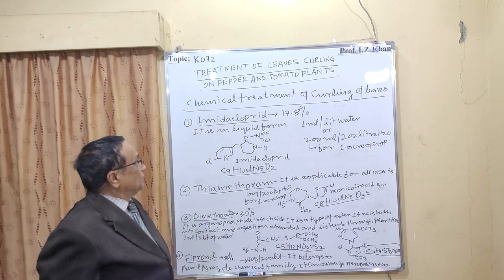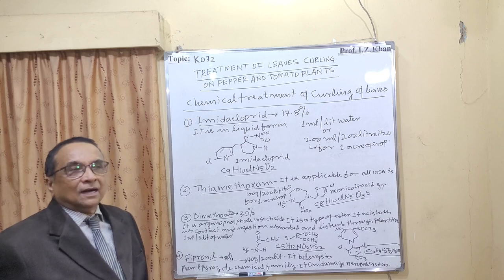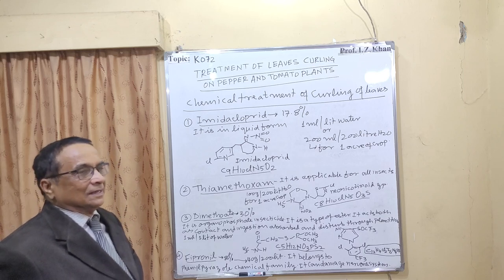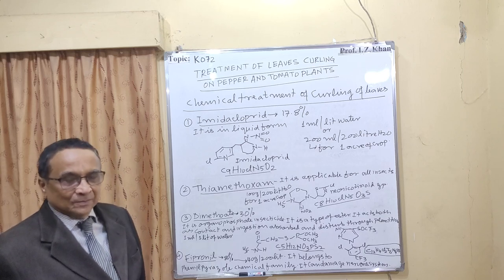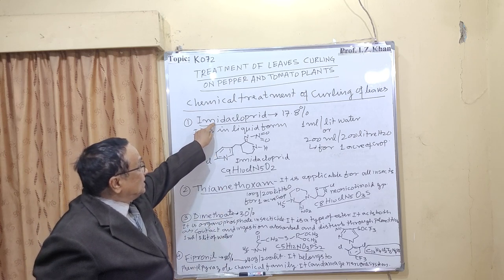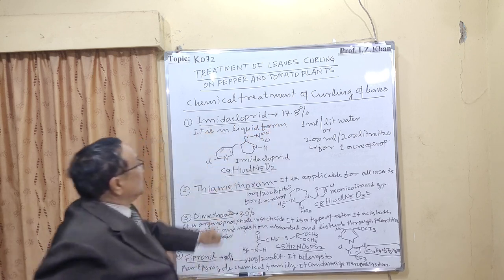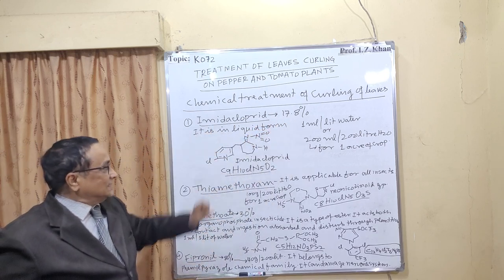And this imidacloprid will be coming in different trade names, but you have to see the main constituent. It must be mentioned that it contains 17% of imidacloprid, and this is the structure.